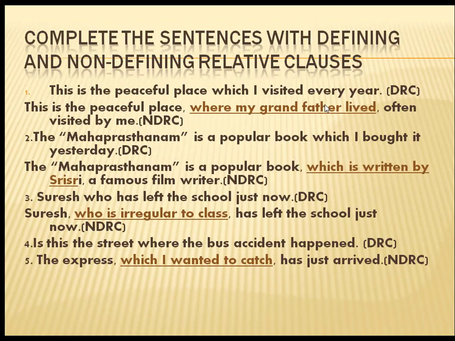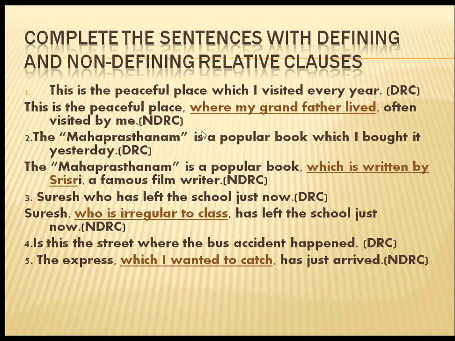Complete the sentence with defining and non-defining relative clauses. This is also one exercise given under the grammar part. Once you go through the examples 1, 2, 3, 4, 5: this is the place which I visited every year. Defining relative clause, which I visited every year. There are no commas. This is the beautiful place where my grandfather lived, often visited by me.